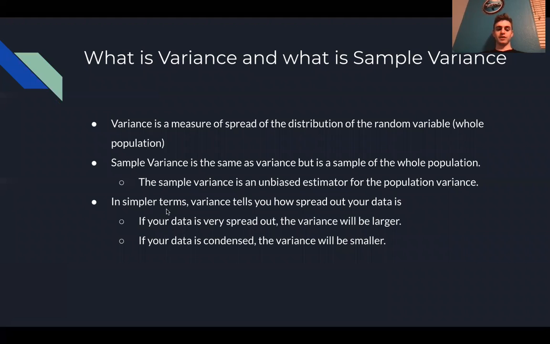So in simpler terms, variance tells you how spread out your data is. If your data is very spread out, your variance will be larger. And if your data is condensed, the variance will be smaller.